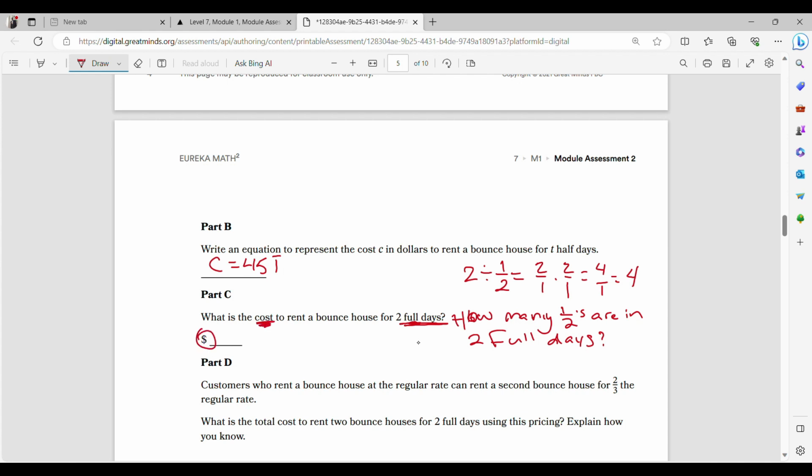You know what gave it away for me? Was the cost, was the dollar sign. So what is the cost of 4 rentals basically? So we said the cost is C equals 45T. Right now we're saying that T is 4. So C equals 45 times 4, which equals 180.